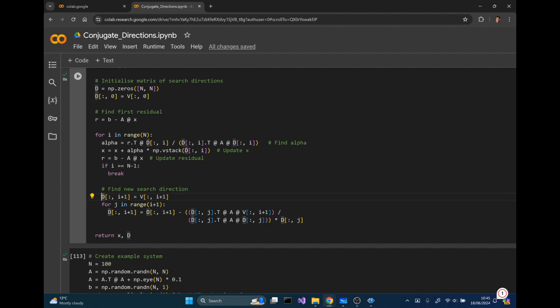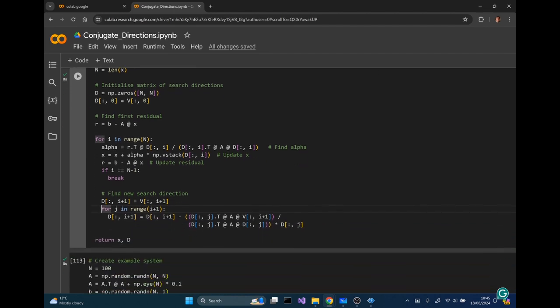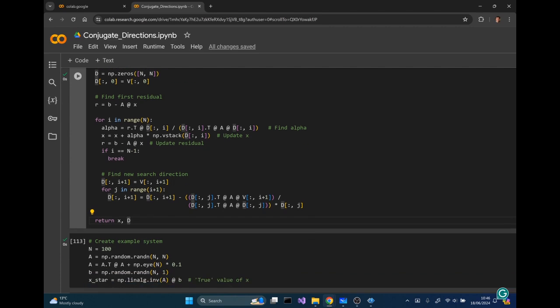We start off to find our new search direction. We set it equal to V. And then in this for loop, we are essentially removing the terms in the summation up here so that we get our new search direction. And I've decided in this case that we're going to return X, because obviously that's what we want to find, but also the matrix of search directions D, just because it helps us do a little check that the thing's working properly.